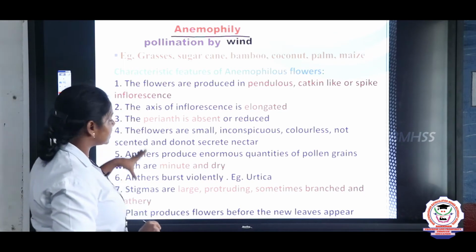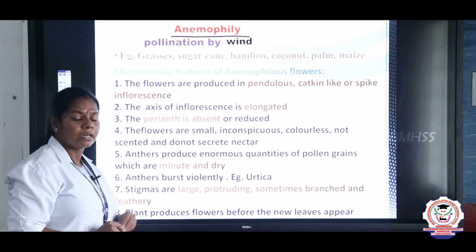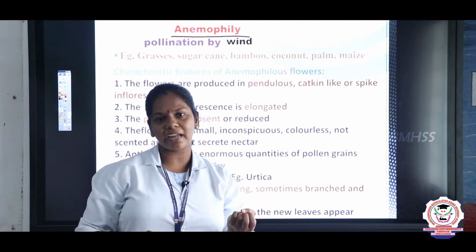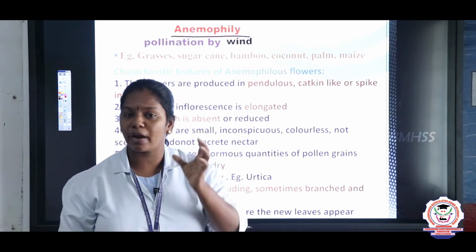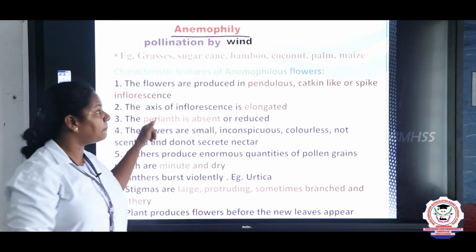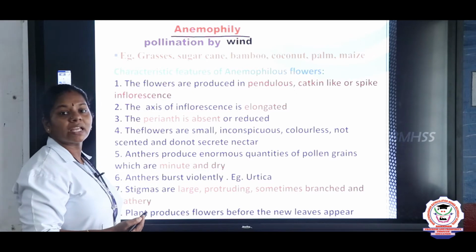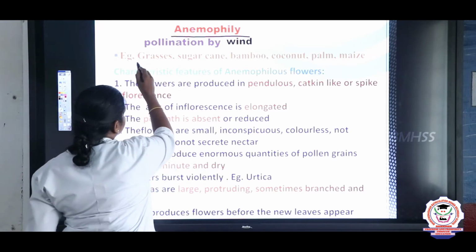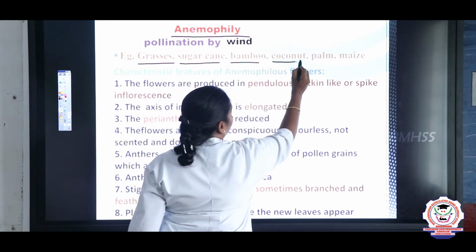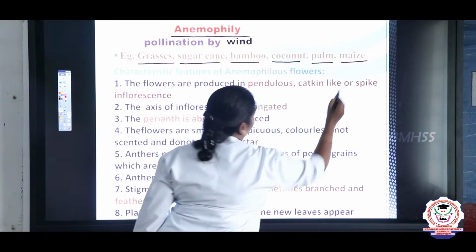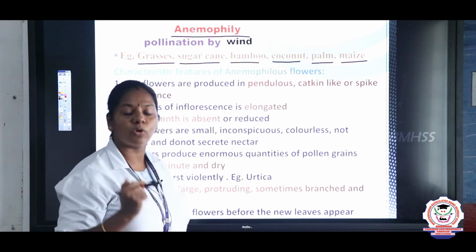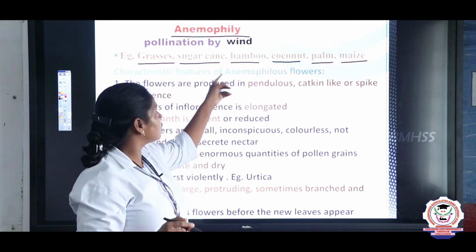And now we are going to see what the characteristics of the anemophilous plant are. Just imagine, children, if the pollen has to be carried by the wind, it should be dry, very light and very minute in size. So, let us discuss some other characteristics. The plants which pollinate through the wind are grasses, sugarcane, bamboo, coconut, palm and maize. Mostly all the monocot plants, the majority of monocot plants, pollinate by means of wind.